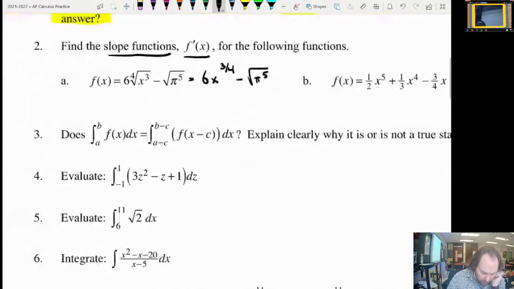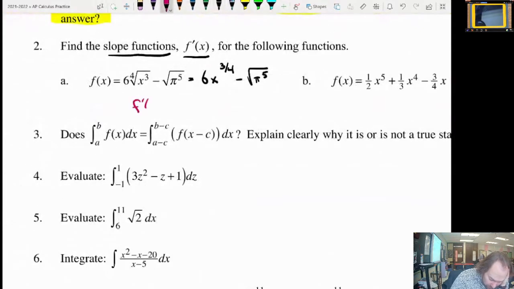And then b looks pretty good also. So when it comes to writing f prime of x, all we have to do is use the power rule. 3/4 times 6 will give us 18 over 4, which I know reduces, but I'm going to write it down for now, times x to the negative 1/4 power. And then the square root of pi to the 5th is just a constant, so it becomes 0. We can simplify this a little bit. 18 and 4 both divide by 2, so it's 9 on top and 2 on bottom. And let's put the 4th root of x down in the bottom there, because that's the x to the 1/4 power down below. That would be the simplest way to write that answer, I think.